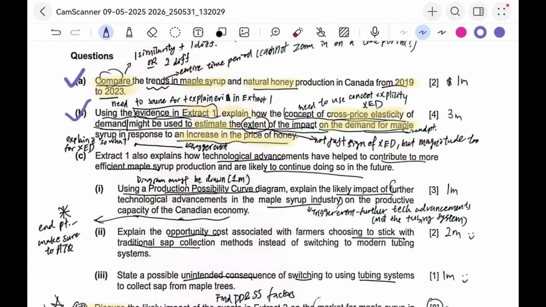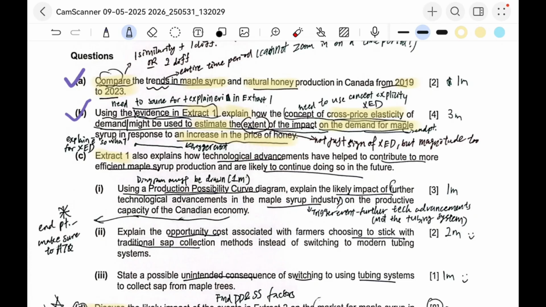Yep. Okay, so it's actually quite straightforward, but you need to make sure the thought process of you breaking down the concept and applying it is very clear. Okay, so we look at part C. Extract 1 also explains how tech advancement has helped to contribute to more efficient production of maple syrup and will likely continue to do so in the future. So yes, we read and we know that Extract 1 talks a lot about how tech helps to manage the increase in supply. So let's see what questions they test.